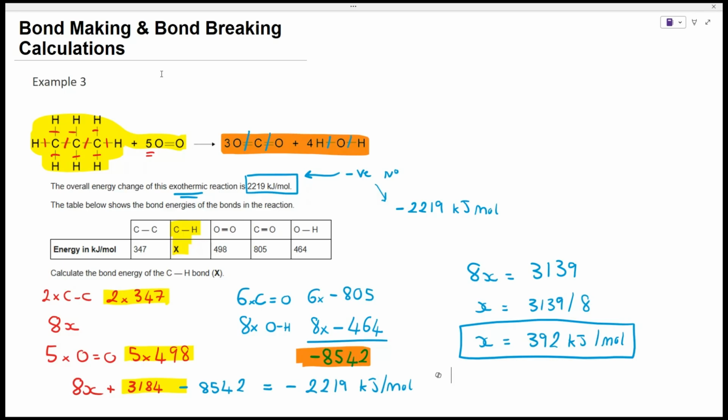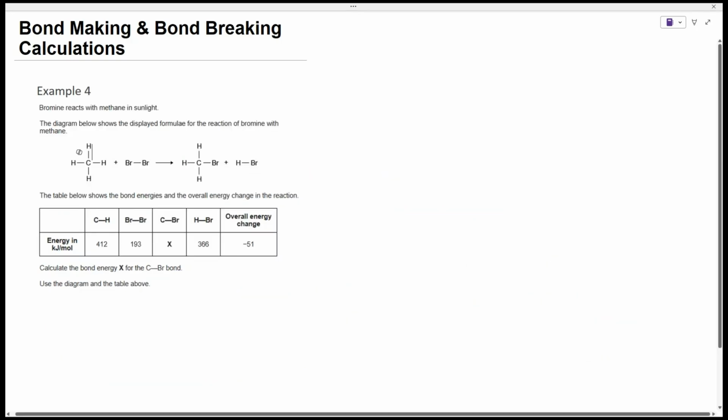That's what you do. So this point here, the 8x plus the 3184 minus 8542 equals negative 2219. From that point onwards, there's a period where you've got to rearrange that equation to get 8x on its own, and that just requires a little bit of mathematical manipulation. We'll look at another example of this in example 4 in a second.